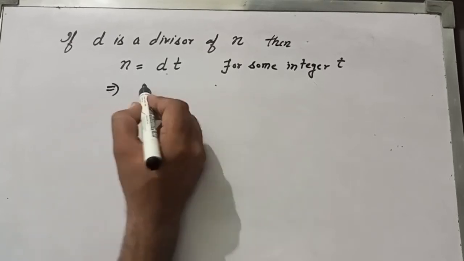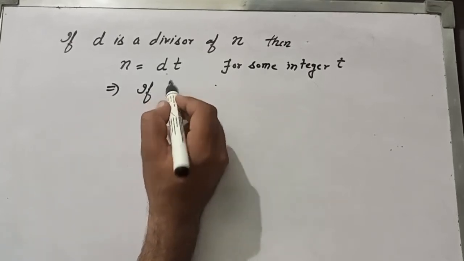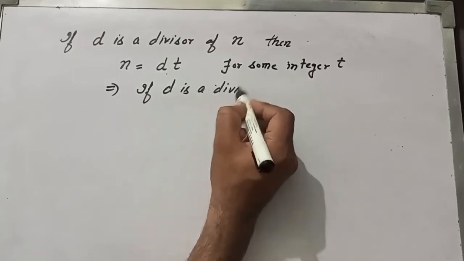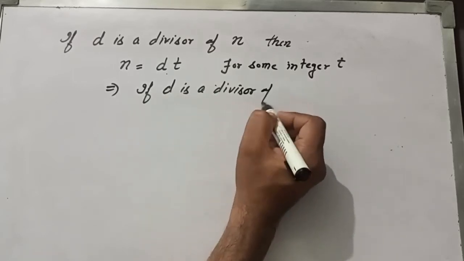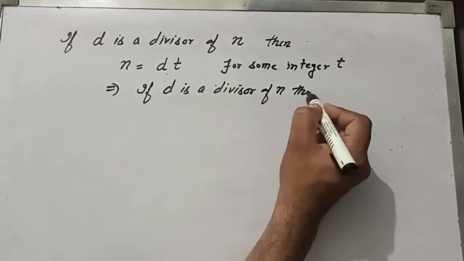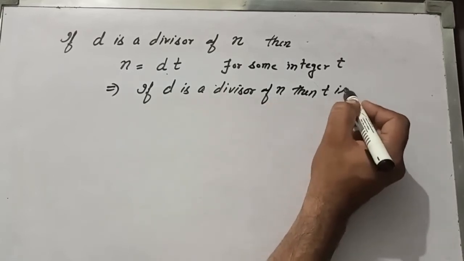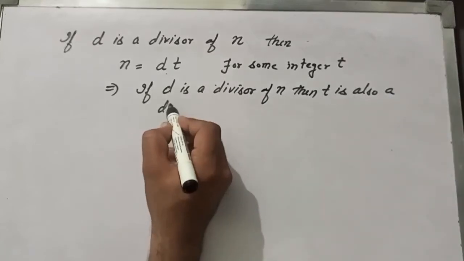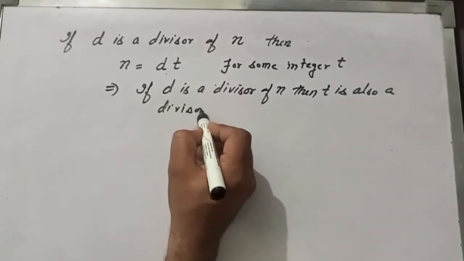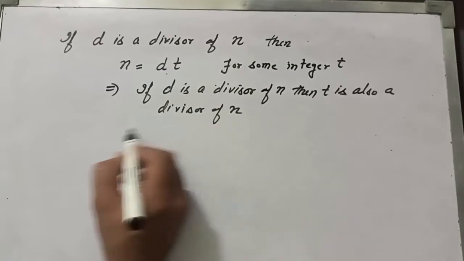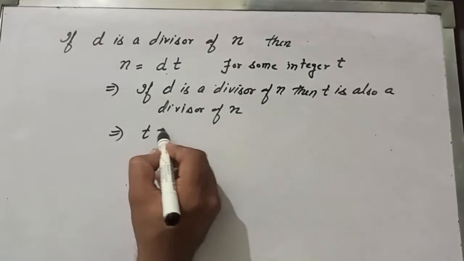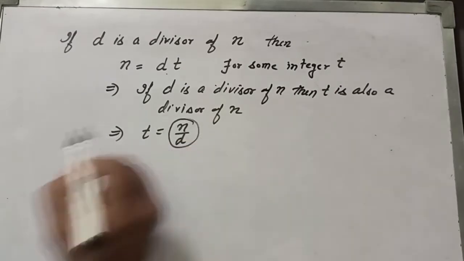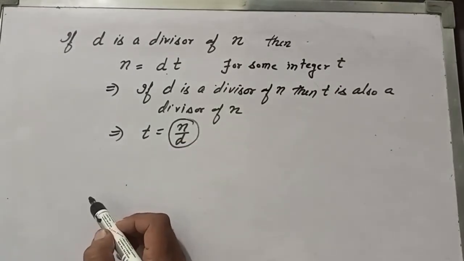This implies if d is a divisor of n, then t is also a divisor of n. And this t can be written as n by d. It means if d is a divisor, then n by d is also a divisor.